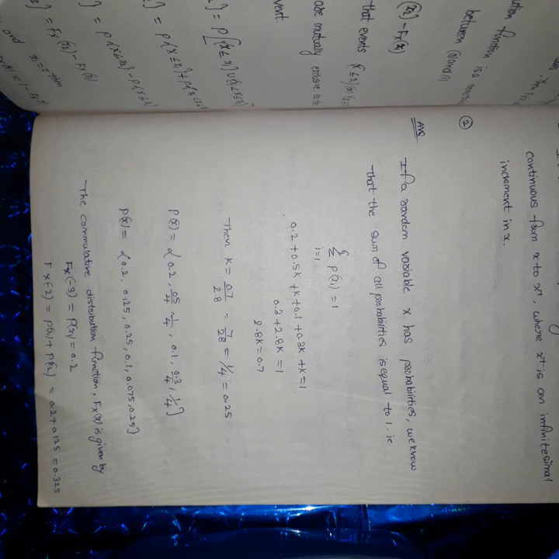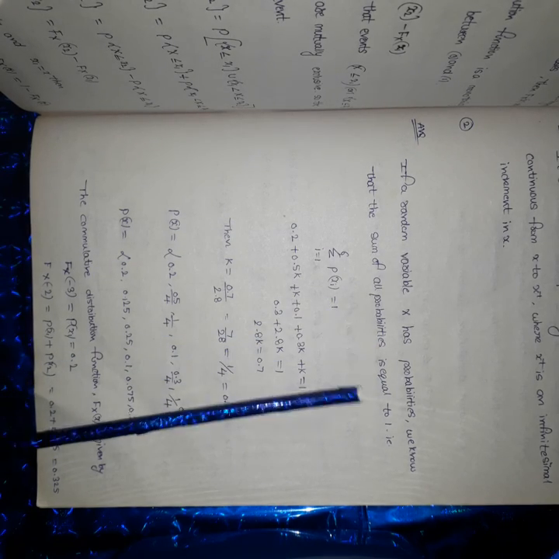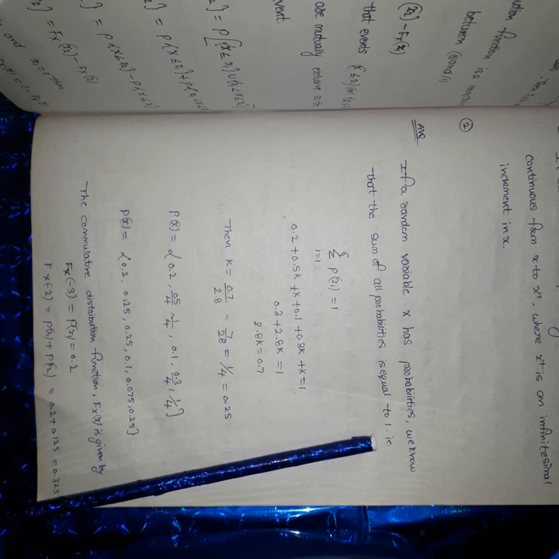Today we discuss switching theory and logical design important questions. The second question is: if a random variable x has probabilities, we know that the sum of all probabilities is equal to one. This is the condition, a property you have to know.